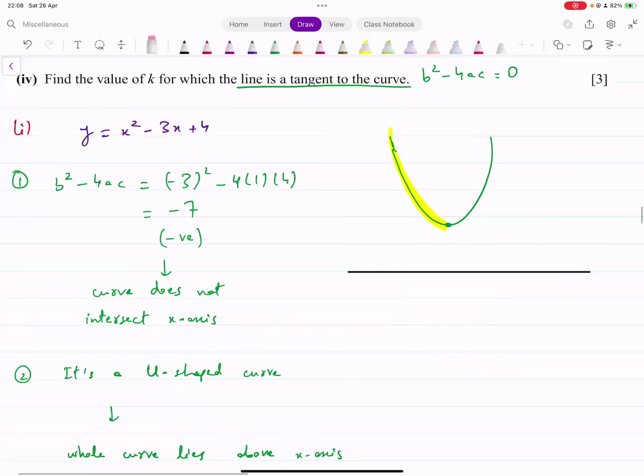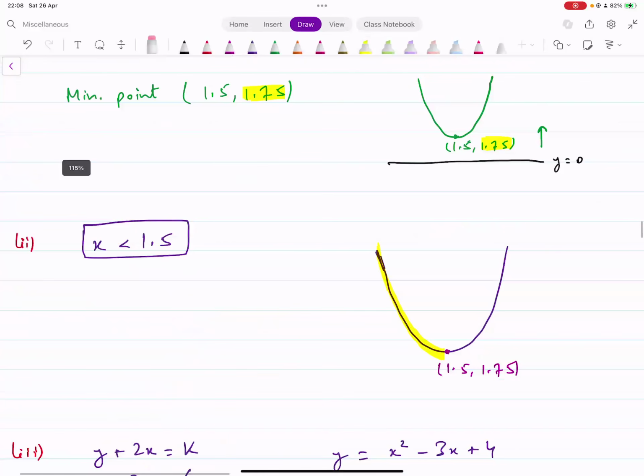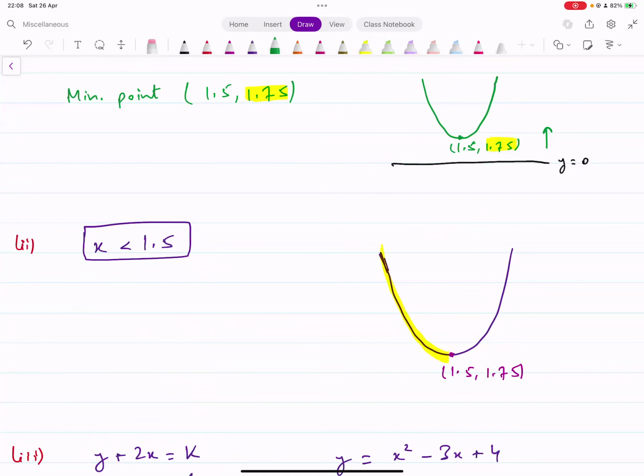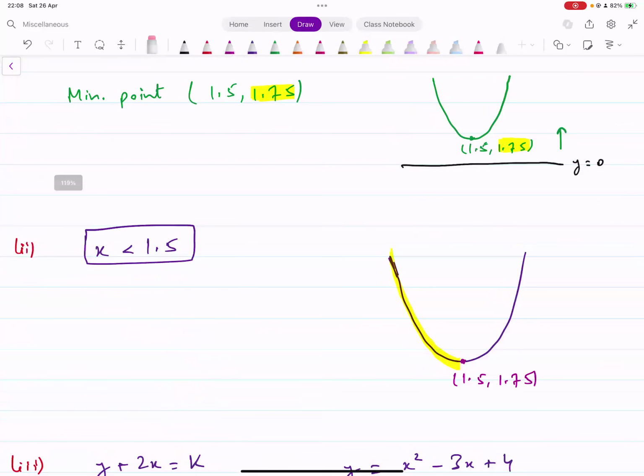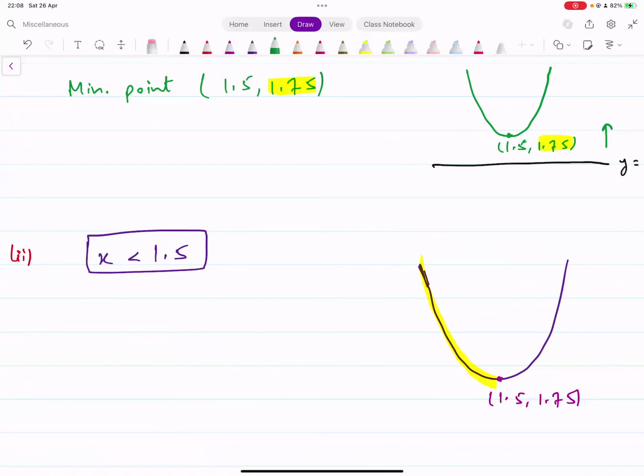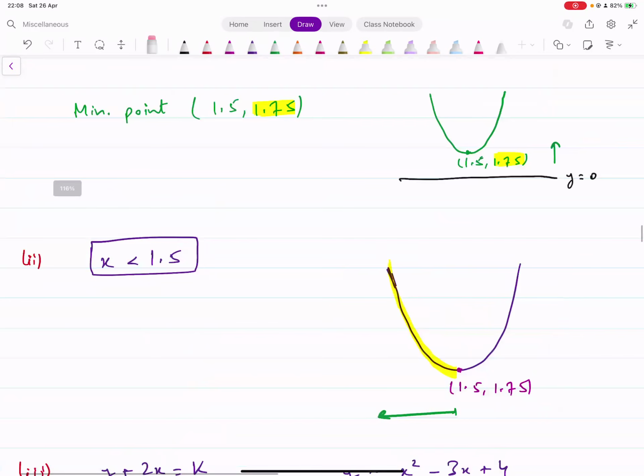We found the turning point. If you did it using the turning point method in the first part, you can just use that. If not, you would have to find the turning point in this part now. The turning point was 1.5 and 1.75. They wanted us to find the set of values of x for which this is a decreasing function. So a decreasing function is on the left side of the turning point. What are the corresponding values of x that we get from this? To the left of 1.5, that's x less than 1.5. That's the solution that you have there. Okay.